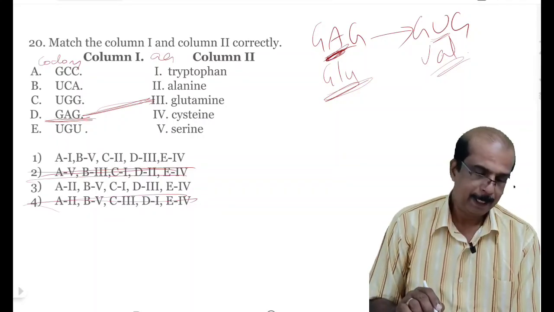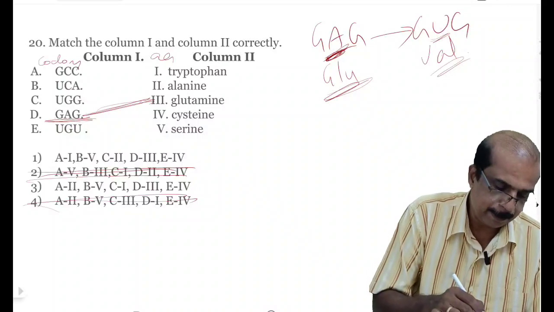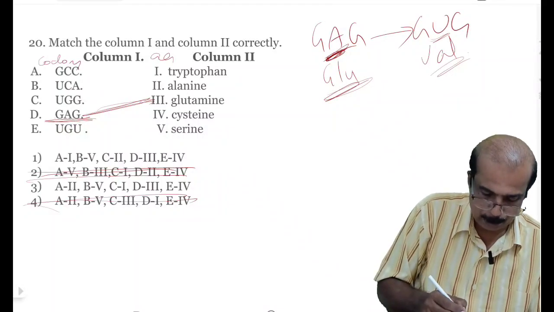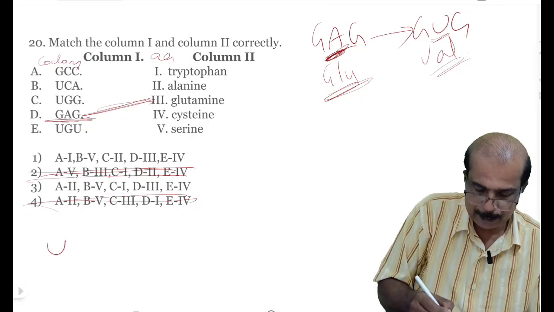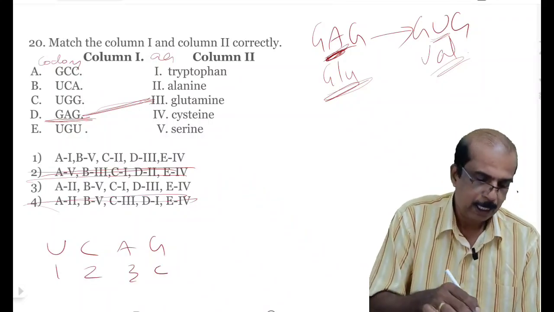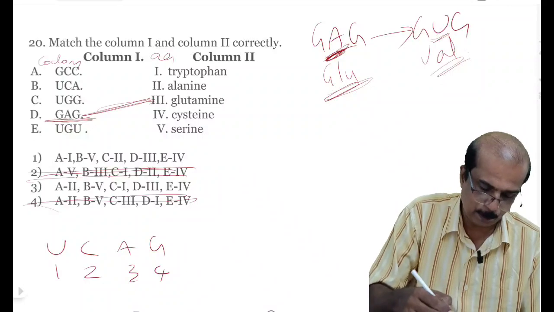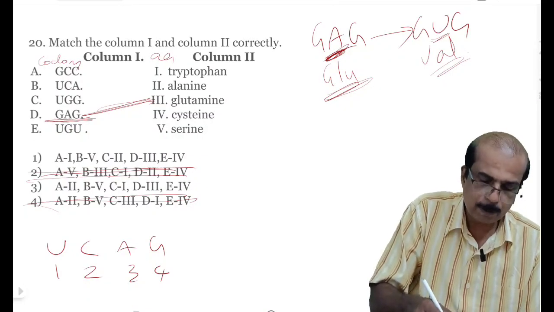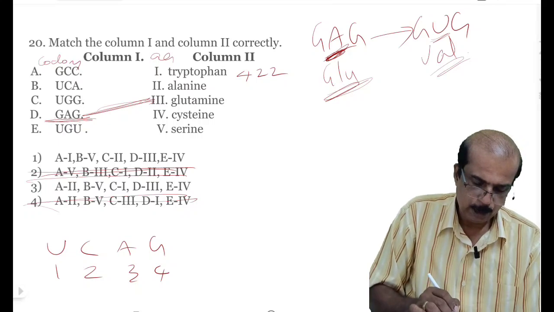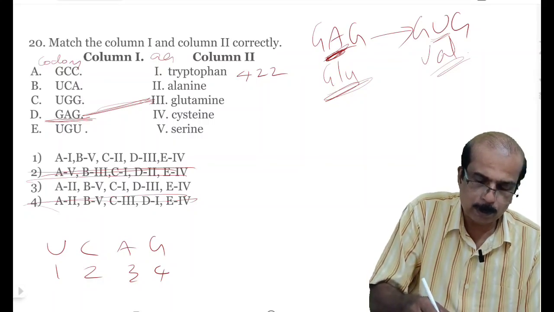Here you can write the code number for the amino acids. Code number: UCAG is 1, 2, 3, 4. Code number for GCC is 422. UCA code number is 123.